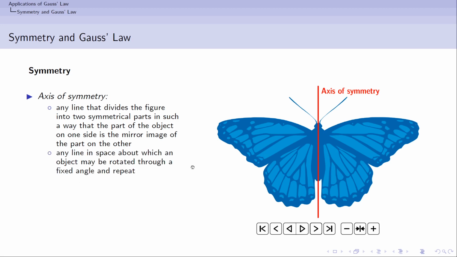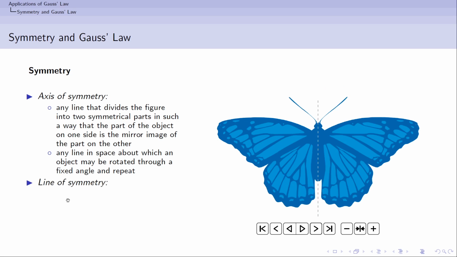Another feature of the axis of symmetry is that you could rotate this object about this axis of symmetry by a certain fixed angle, and the pattern is going to repeat itself. In the case of the butterfly, you could rotate it by 360 degrees and the pattern is going to keep on repeating.